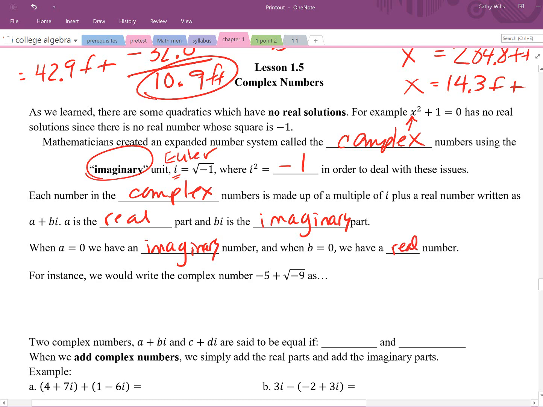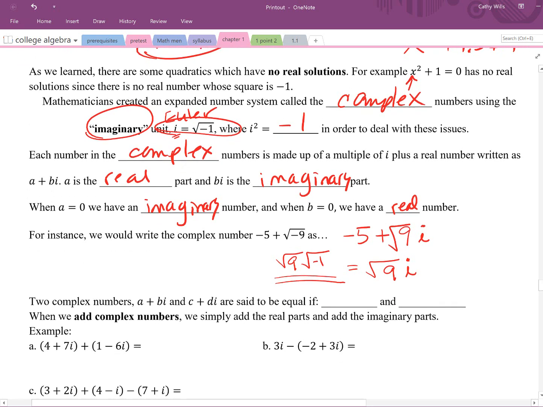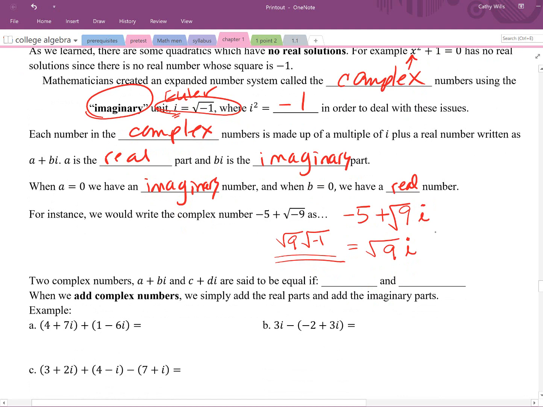For instance, we would write the complex number -5 plus the square root of -9 as -5 plus 9i, the square root of 9 times i. Because the square root of -9 is the square root of 9 times the square root of -1. So whenever we have a negative number under the square root, we rewrite it this way, where i is the square root of -1. This is the standard way to deal with any number that has a negative under the square root. You have to rewrite it as a positive number under the square root with this i.